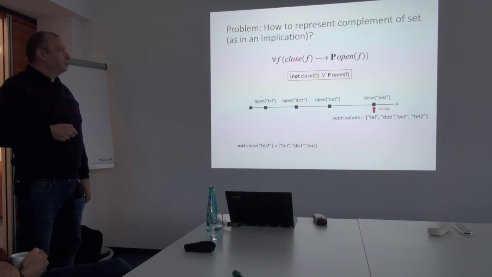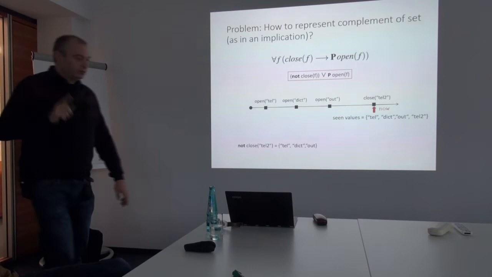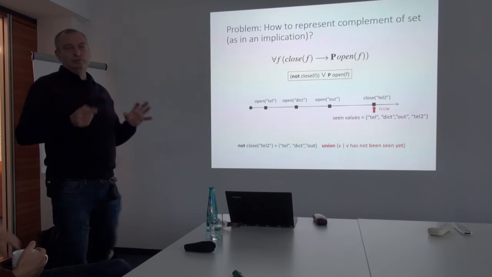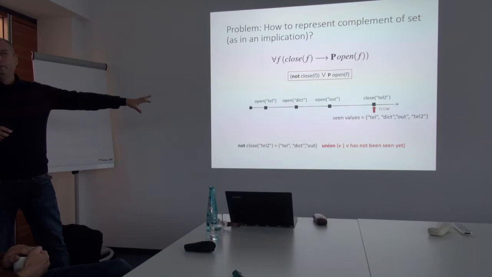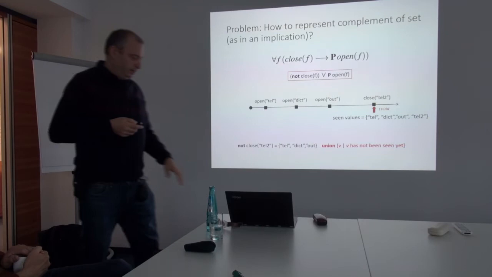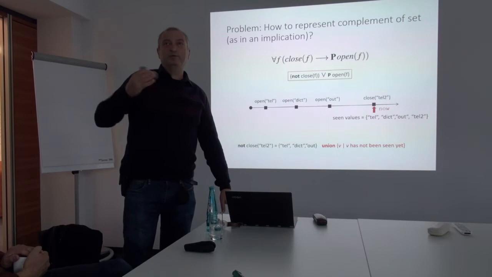What values are not closed? These are the values which are not tel2, which includes tel, zip, and up. These are the values that are open, they are not closed. But in fact, these are not the only values that are not closed. That's all the values that I didn't see, right? And that's the set I want to maintain. So I need my representation to represent that set, okay? Because I need to be able to talk about infinite sets of values. I'll show later that sometimes I want to talk about finite ones, so I'll do both.